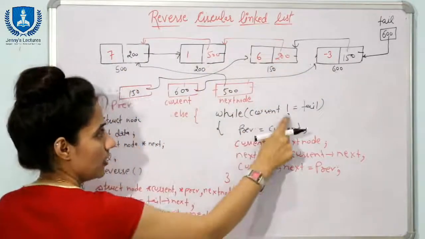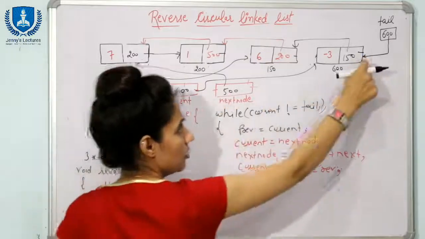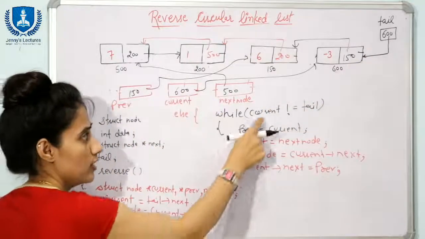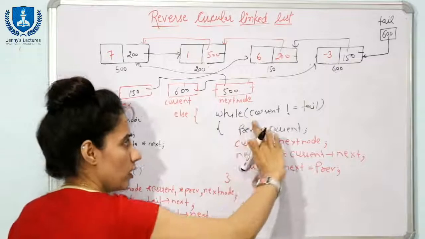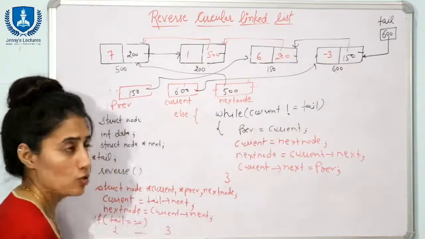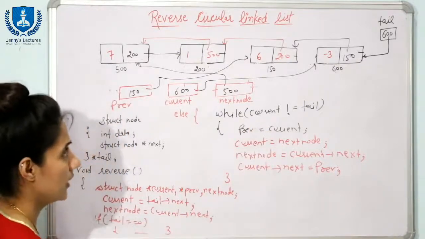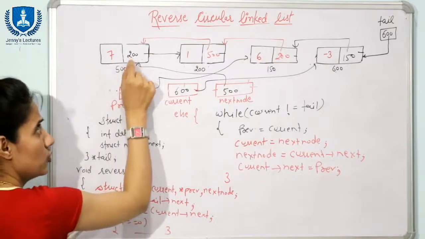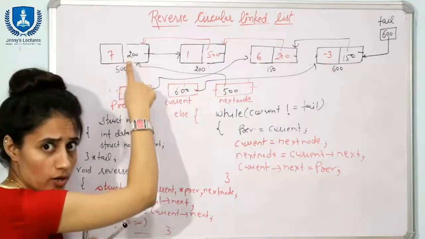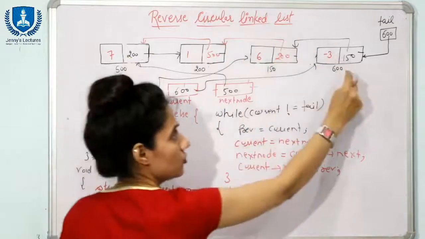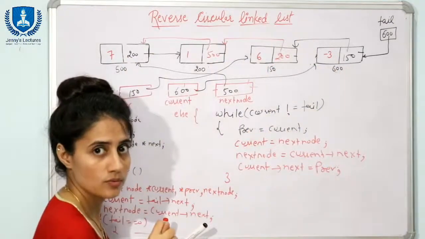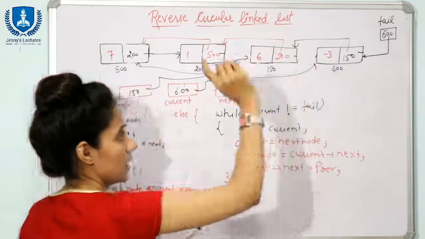Now you can see, current not equal to tail. Now current is 600, tail is also 600. So this condition is not true. So we are not going to enter into while loop. Fine. So now you need to update two things. Now we will set this pointer. See, this node is the last node now. So this node should contain address of this node now. Fine. Because this would be the first node, that is 600.